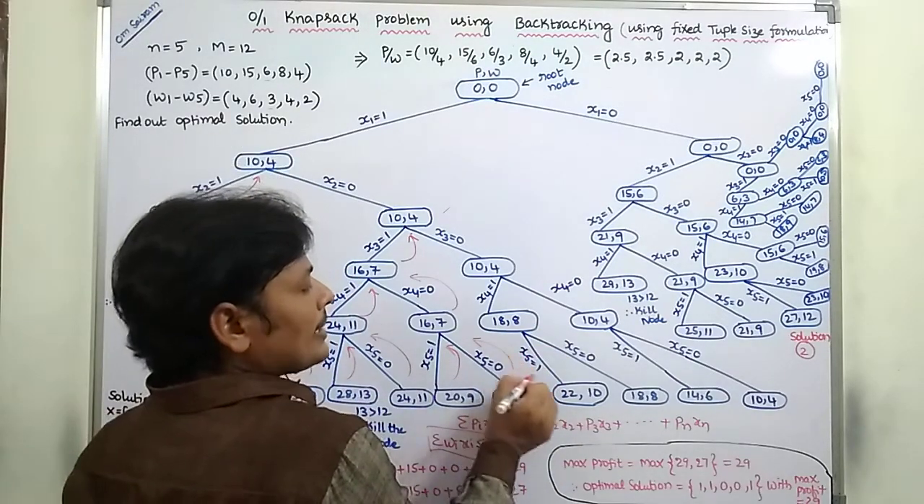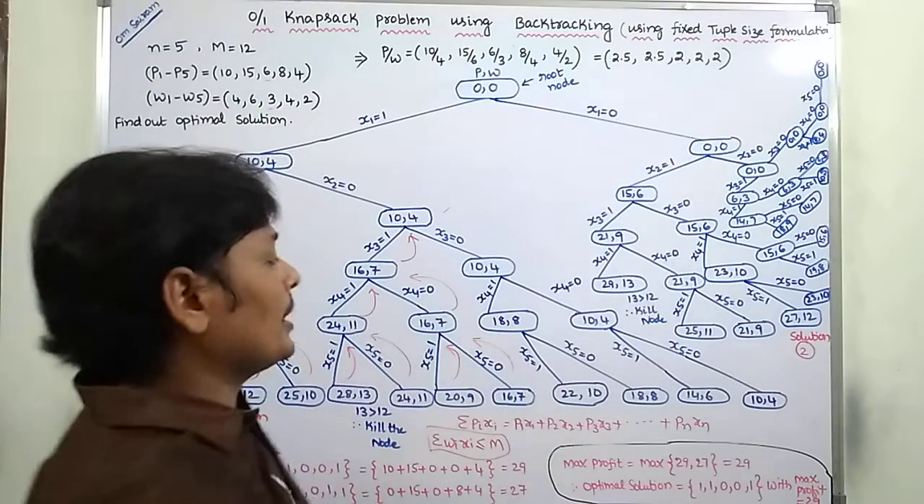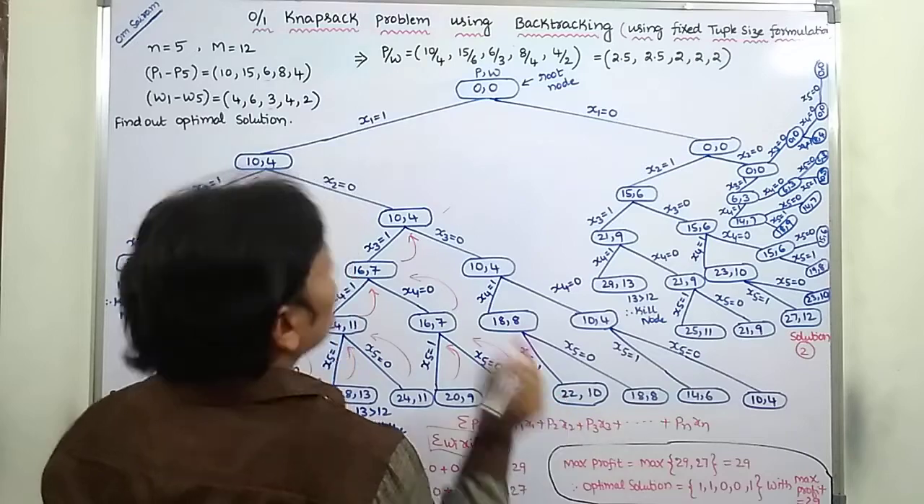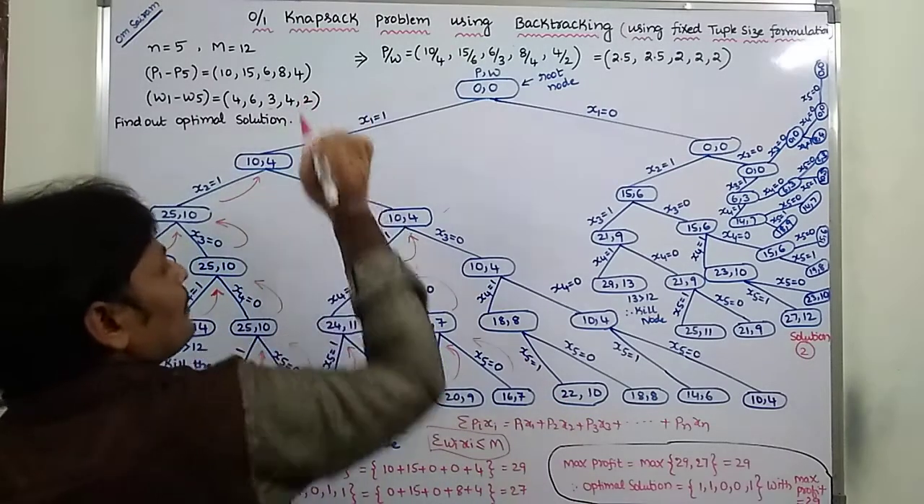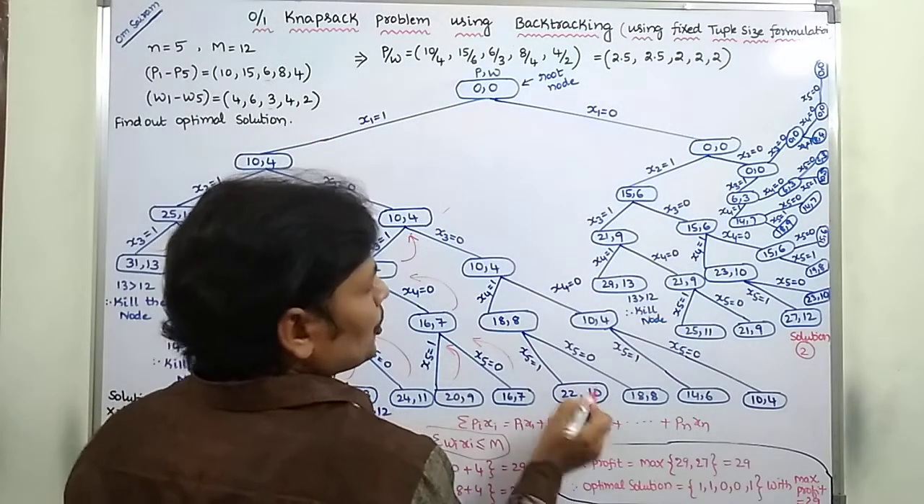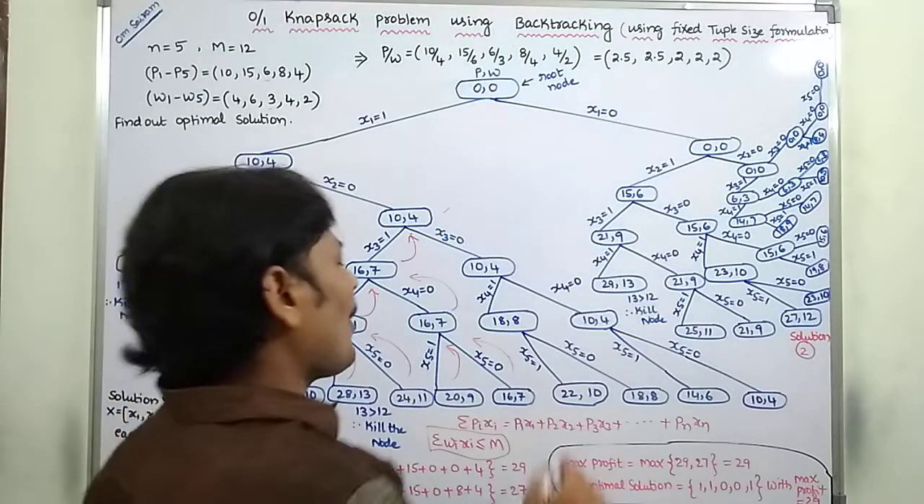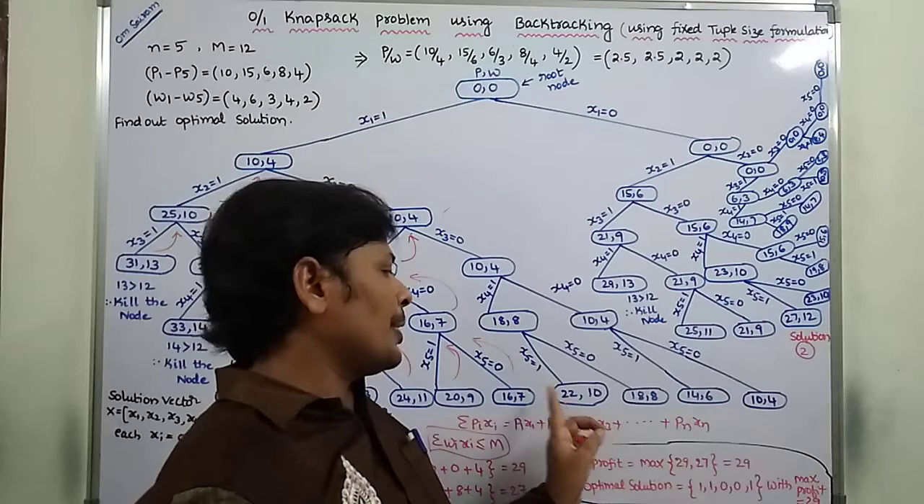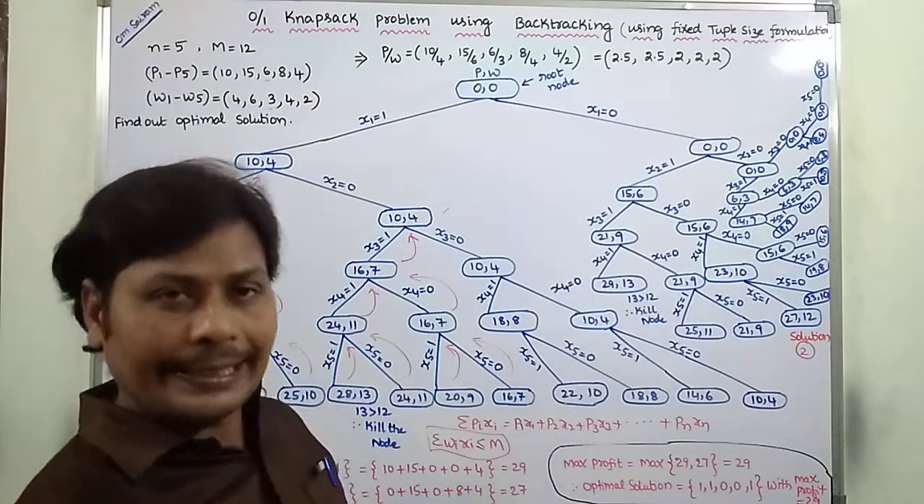Now on the left hand side, considering the fifth object. Fifth object profit value is 4, so 18 plus 4, that is 22. Fifth object weight is 2, 8 plus 2, that is 10. So after considering the fifth object, the profit value is 22 and the weight value is 10.